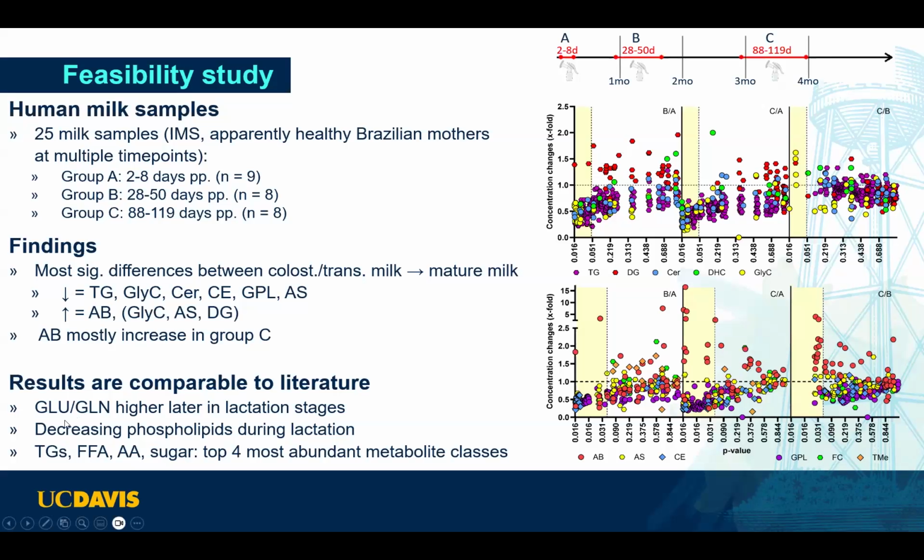But overall it was nice to see that we could also find that glutamine and glutamic acid, as the 2 amino acids that are always reported to be higher later in lactation. We found the same outcome here. And we also mentioned already the decrease in phospholipids, as you can see down here, and also here, not so much in the later stage of lactation. And we also found that the triglycerides, the free fatty acids, the amino acids, and the sugar are the top 4 most abundant metabolite classes. And I think that was actually Terry's study.